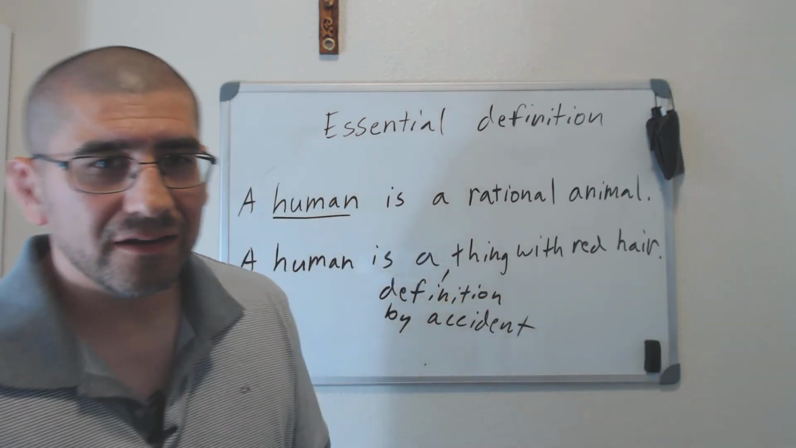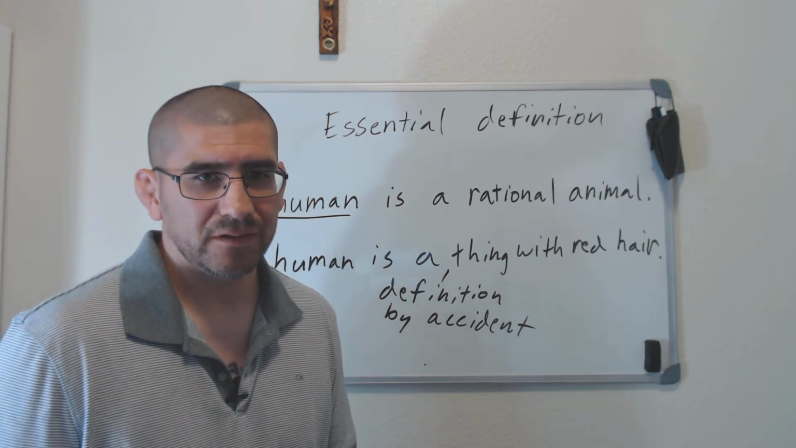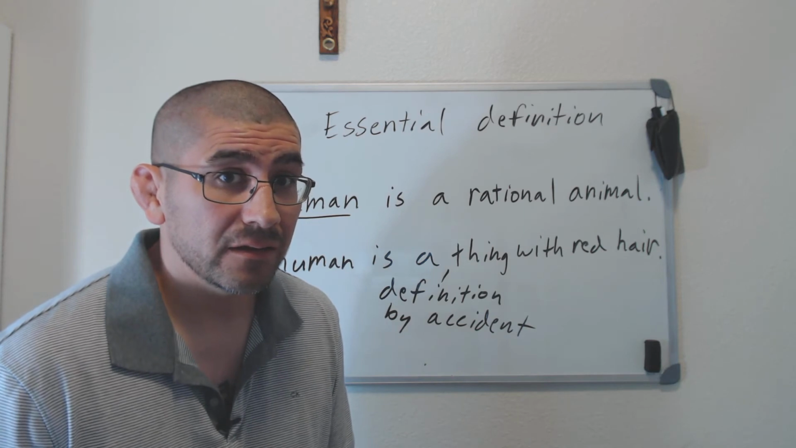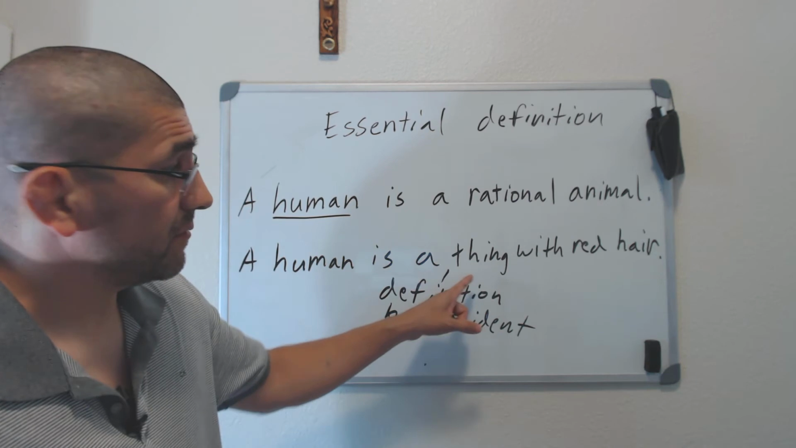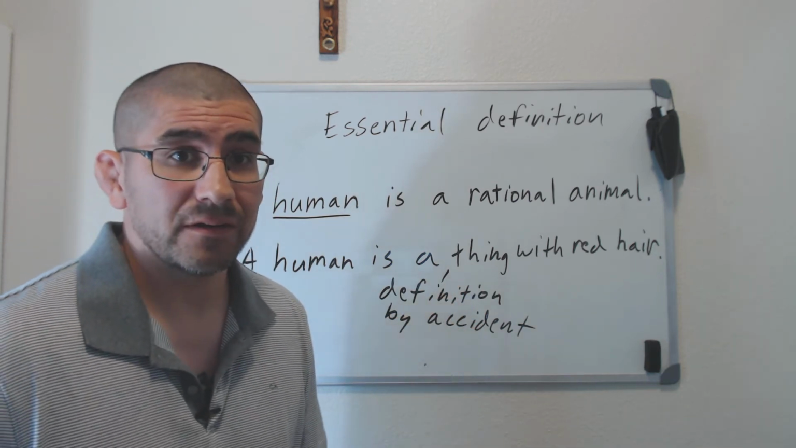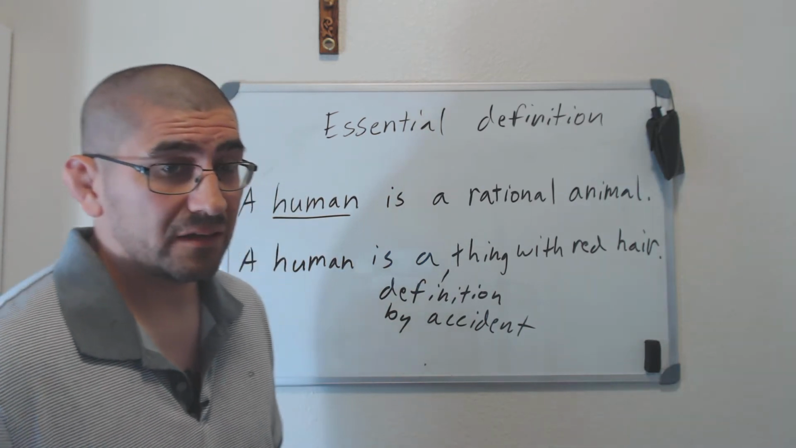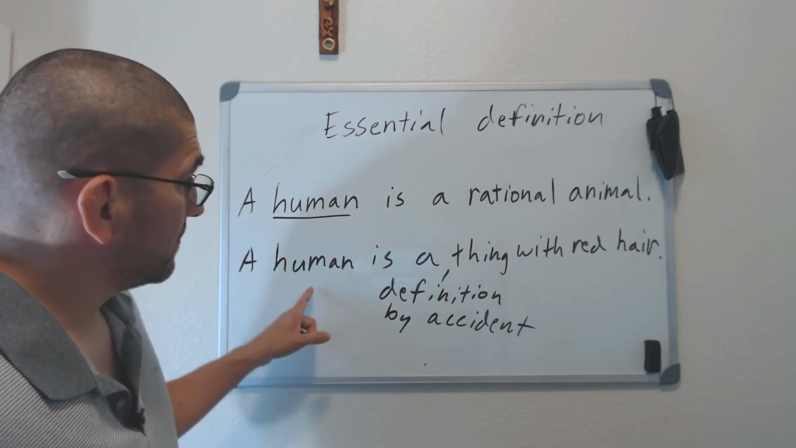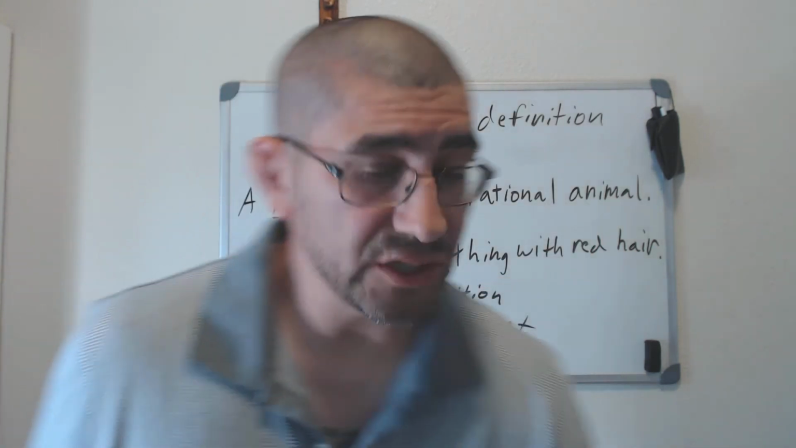Because red hair is an accidental characteristic. In other words, it's not essential. You could be a human being without having red hair. People do these types of definitions all the time. All of these are not essential definitions. Why? Because you're leaving people out. You're leaving human beings out, and you don't want to do that, especially when you're defining human beings, because human beings have special rights. So a human is a thing with red hair is an accidental definition.